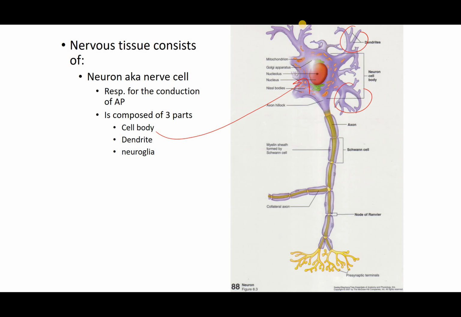And the neuroglia. Now, neuroglia, its translation is nerve glue, so there's a lot of neuroglias that are accompanied within the nervous system. And we'll get to specific neuroglias later when we get to nervous system. But for right now, those three parts, cell body, dendrite, and neuroglia.